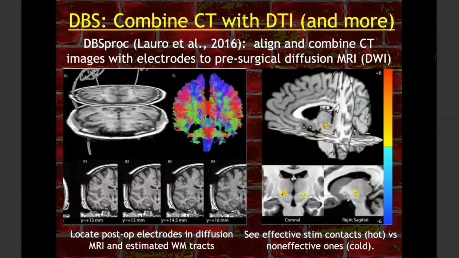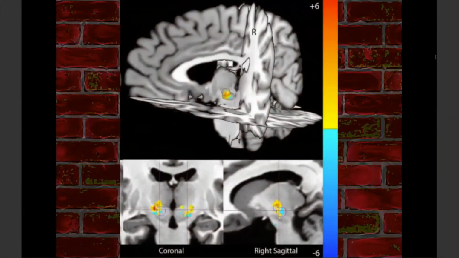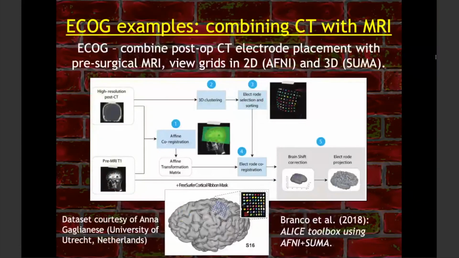And just blow that last picture up. This is displaying that geometrical information in SUMA, that information of active, useful and not useful, and this is in AFNI in cross section, both of which are helpful, I think. ECOG examples.